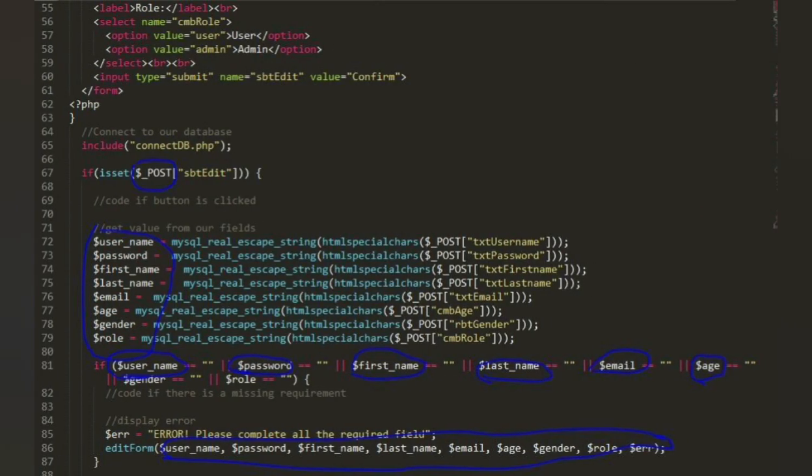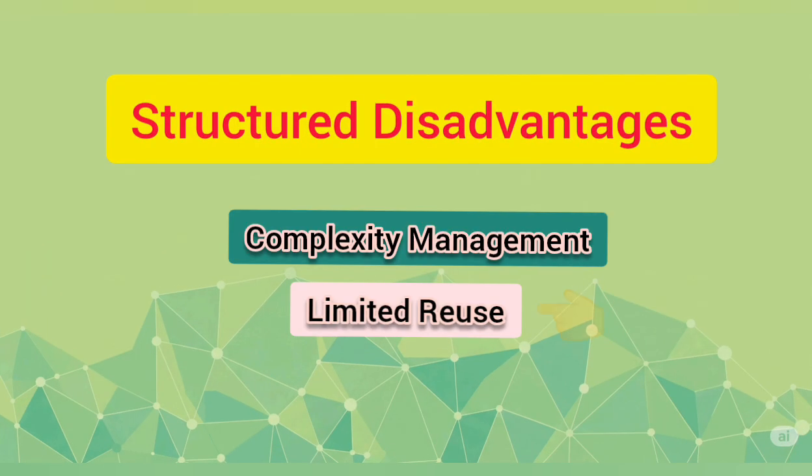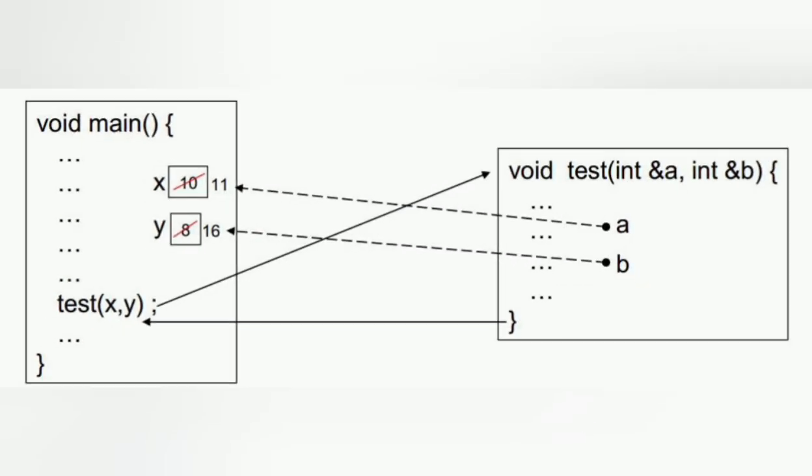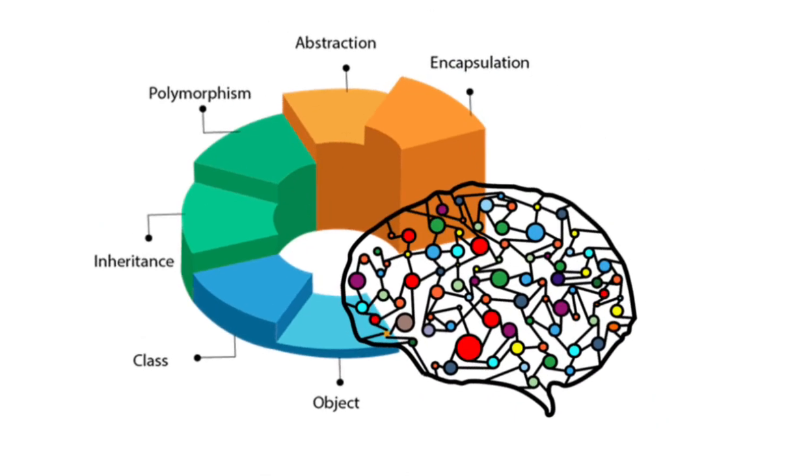Disadvantages. Complexity management. As a program grows, the number of functions increases, and the relationships between them can become difficult to manage. Limited reuse. Functions are often difficult to reuse in other projects because they may be tightly coupled to specific data. The rise of object-oriented programming.